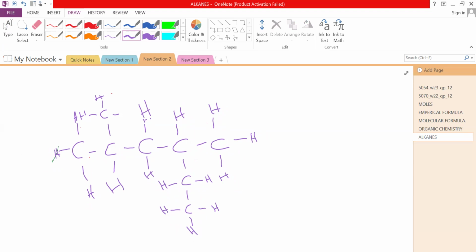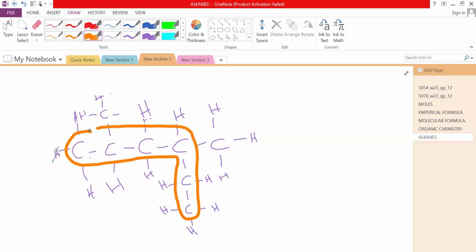You can see that there are in total 1, 2, 3, 4, 5, 6, 7, 8 carbons. Let's see the longest chain. So the longest chain is starting from here and going here and here. This would be 1, 2, 3, 4, 5, 6 carbons. So the longest chain is of 6 carbons.